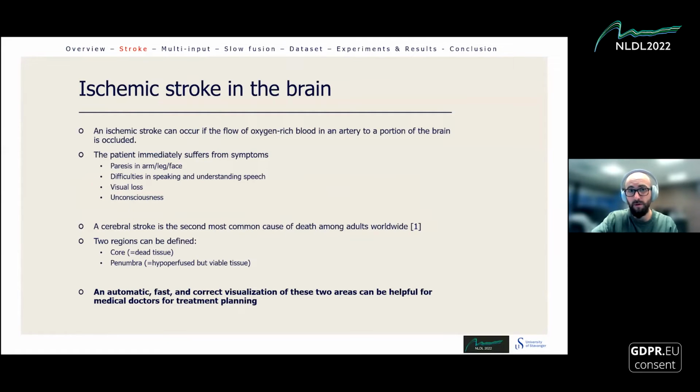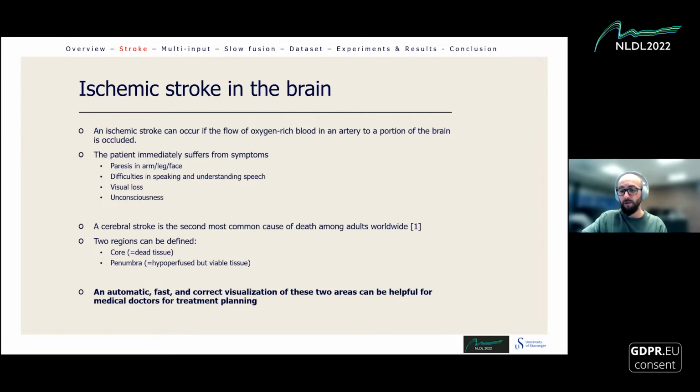First of all, what is an ischemic stroke? An ischemic stroke is a very serious medical condition that can occur if the flow of oxygen-rich blood is occluded to a portion of the brain. A patient who suffers this condition immediately suffers from different symptoms, such as visual loss, unconsciousness, paresis, or difficulty in speaking. So it's very important to act quickly here.